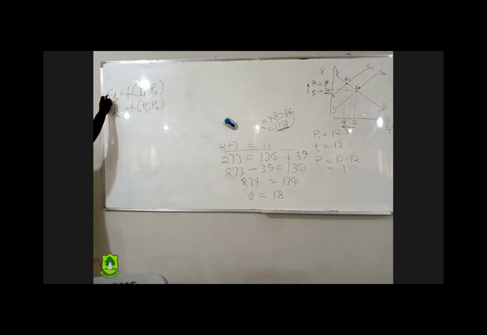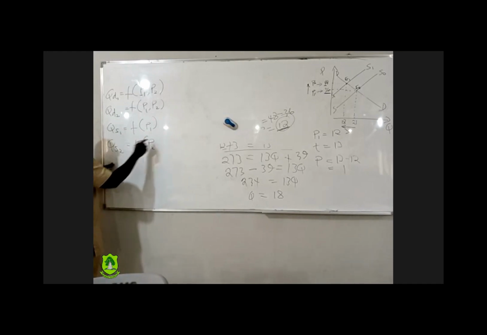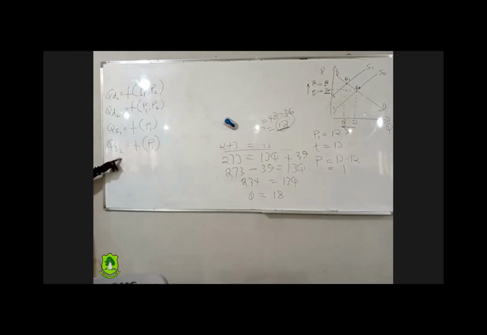And remember, here we will still have the supply for the first commodity being a function of price, plus the supply of the second commodity also being a function of price. Are we getting it? Or are we confused? Should I click it again?